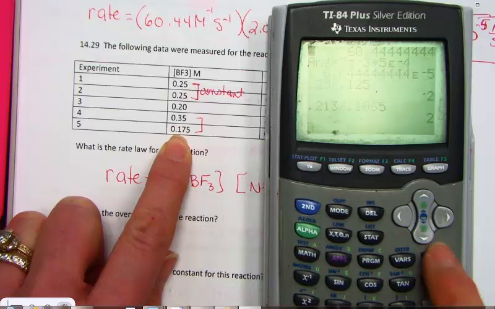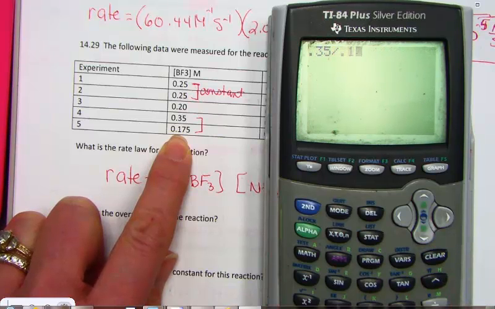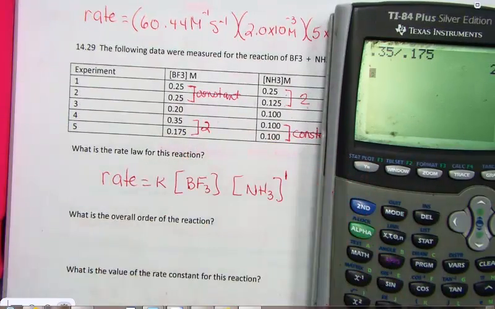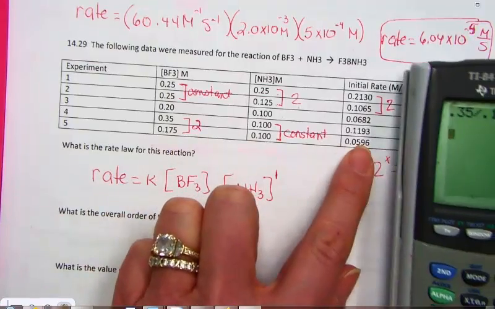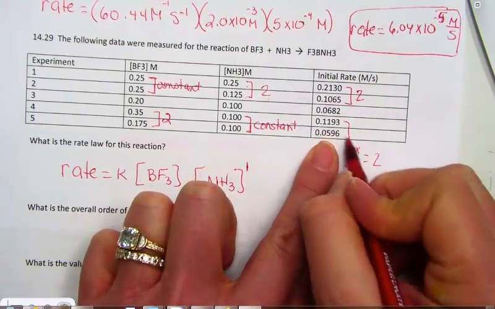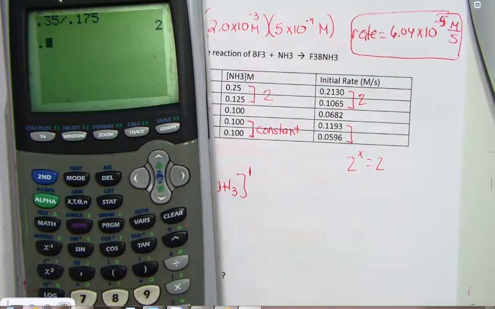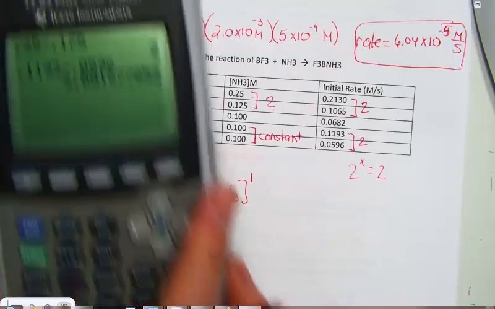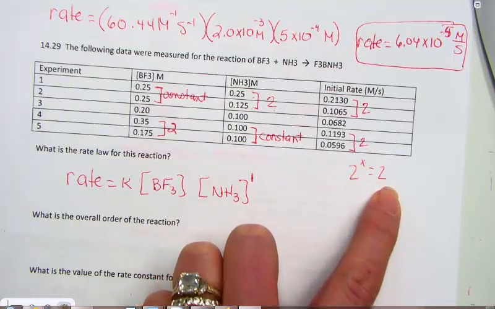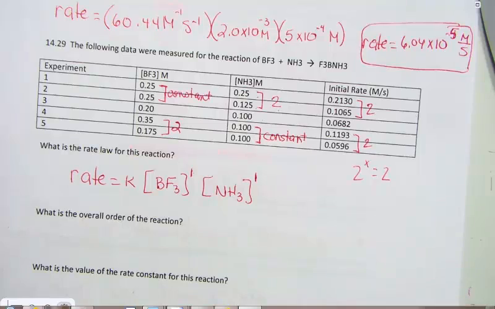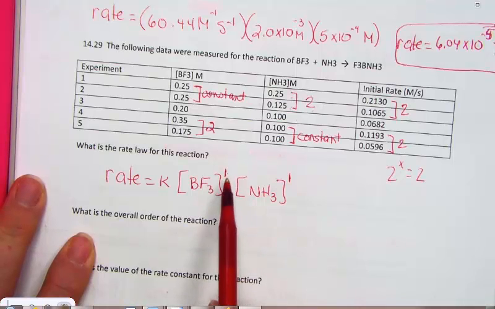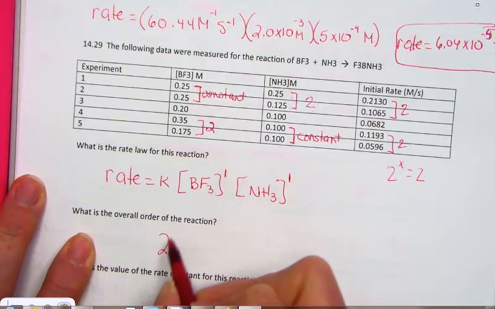Well, I don't mean to be graphing. 0.35 divided by 0.175 is a factor of 2. I always just do bigger over smaller. My mind works better that way than in decimals. So let's do the same way. Let's compare over here, trial 4 and trial 5. 0.1193 divided by 0.0596 gives me a factor of directly 2. So again, 2 raised to the first power is 2. These are both first order overall. The overall order of the reaction is simply 1 plus 1. It's second order overall.